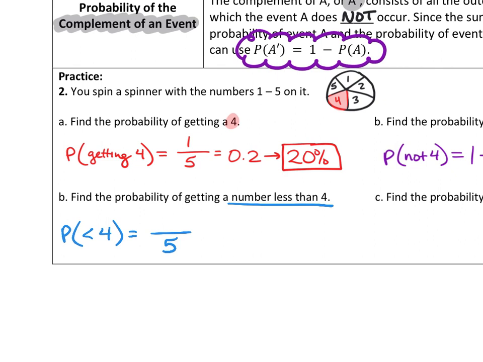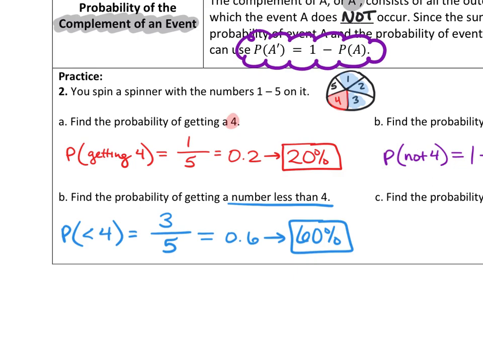Okay, now how many numbers on this spinner are less than 4? 3. So we should be doing 3 divided by 5. When we do 3 divided by 5 in our calculator, we'd get 0.6, which is 60%. Awesome. Because again, these numbers, 3, 2, and 1 are the numbers that are less than 4.